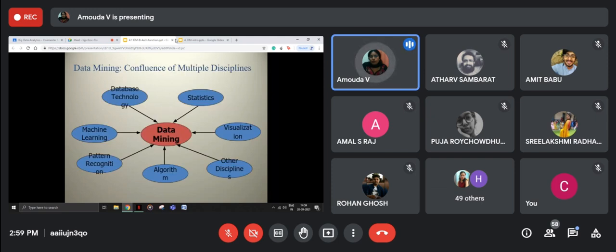You can see the confluence of multiple disciplines. Data mining does not belong only to computer science. It belongs to all the disciplines: database technology, statistics, visualization, algorithms, pattern recognition, machine learning. You know that the statistics department has some licensed data mining software, and they conduct more workshops than our bioinformatics center because they use machine learning and data mining often.